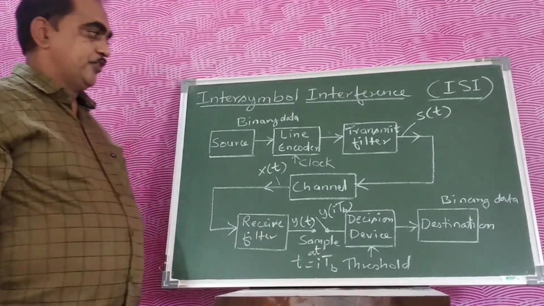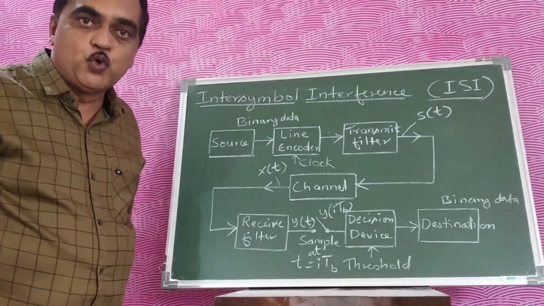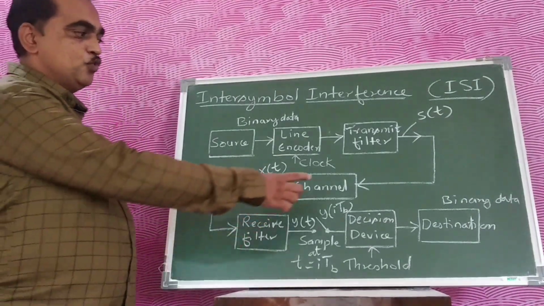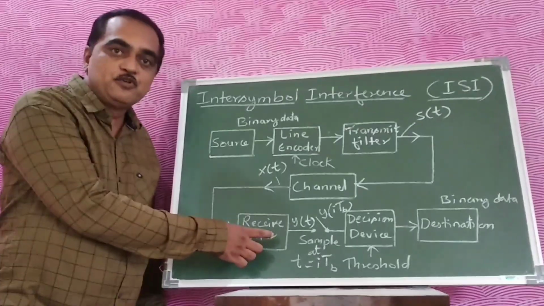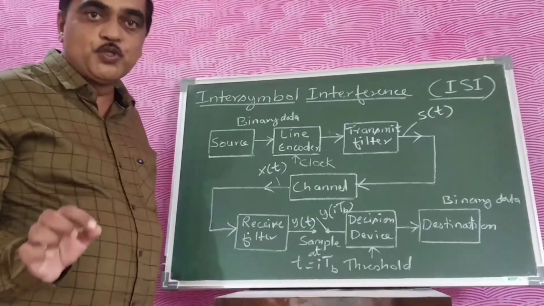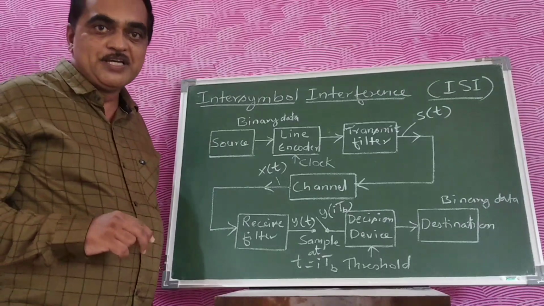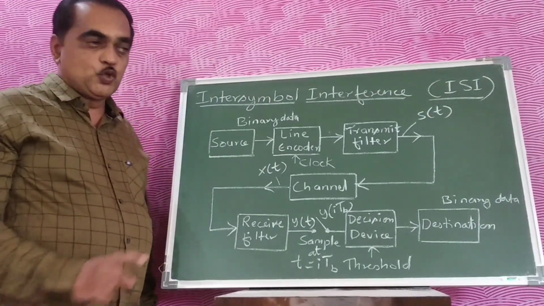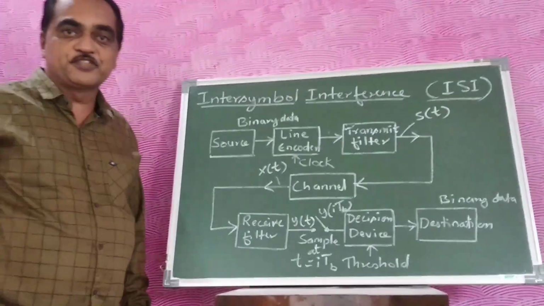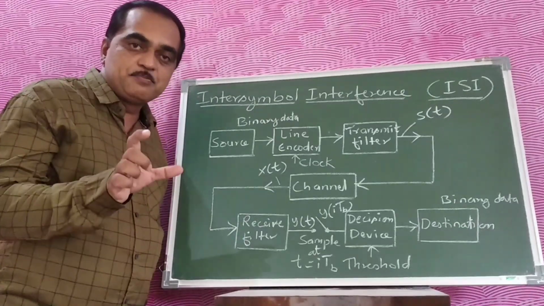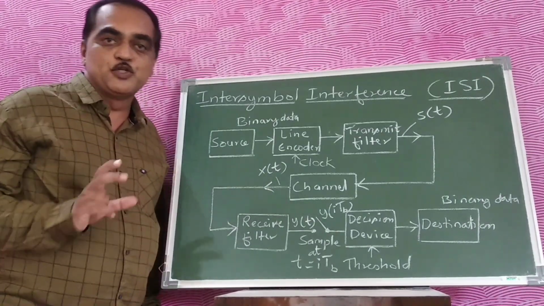Now in this process, we have used something called a transmit filter, which will have its own transfer function. We have used a channel which will have its own transfer function, and in the receiving section we have used a receiver filter which will have its own transfer function. Transfer function is nothing but the relation of output to input with respect to frequency. So in all three stages, that is transmitter, channel and receiver, the transfer function comes into the picture.